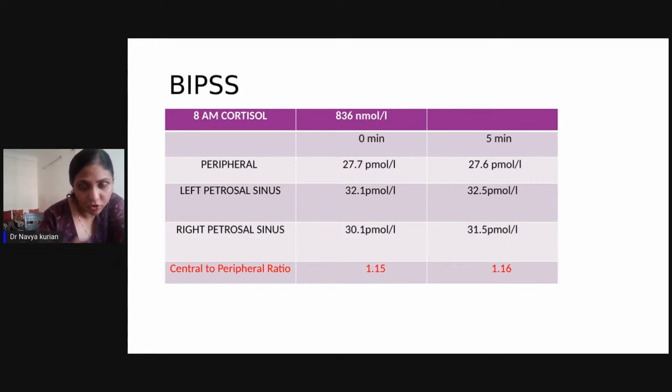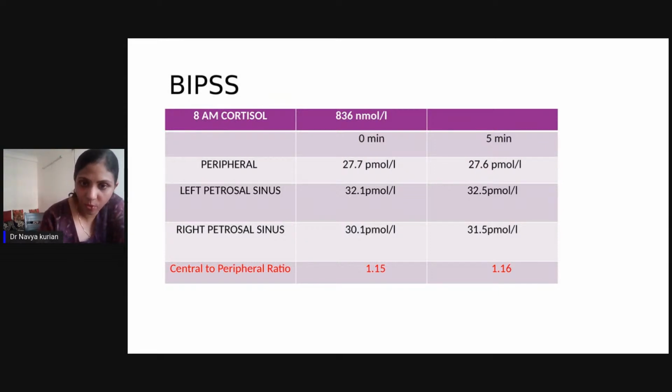The right pituitary drains into the right inferior petrosal sinus, the left pituitary drains into the left inferior petrosal sinus. Both these sinuses are simultaneously cannulated, and the peripheral vein is also simultaneously cannulated, and plasma ACTH is estimated from all these veins and sinuses. If the ACTH source is pituitary, then there will be a central to peripheral ratio of more than 2. For our patient, the ACTH concentration was almost the same in the left petrosal sinus, right petrosal sinus, and peripheral vein. The ratio was 1.15, that is less than 2.